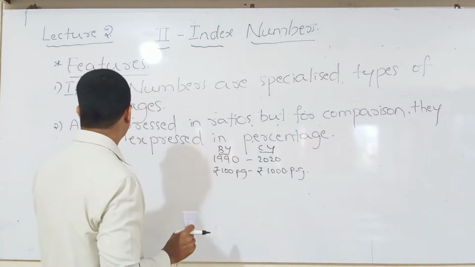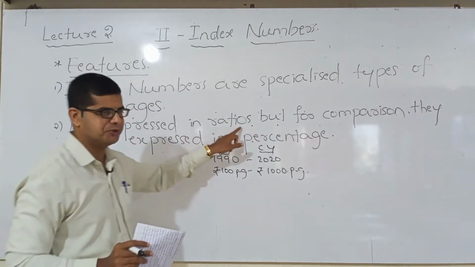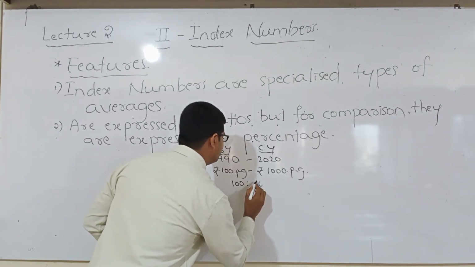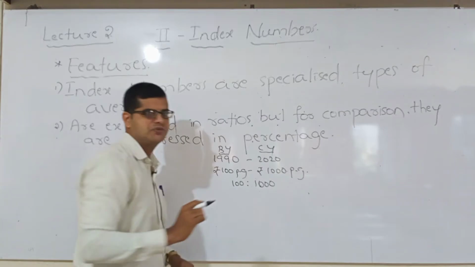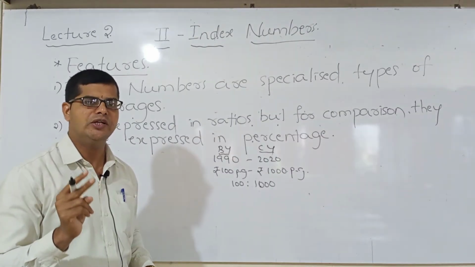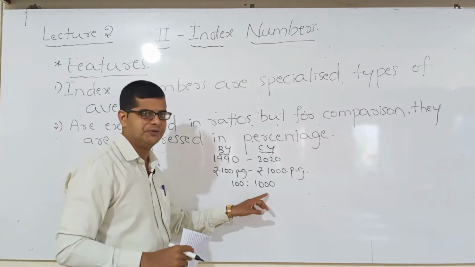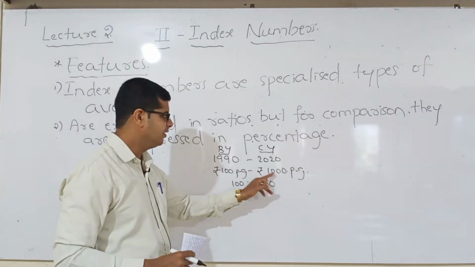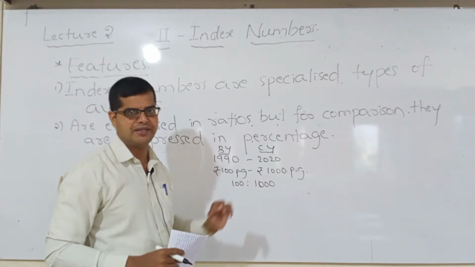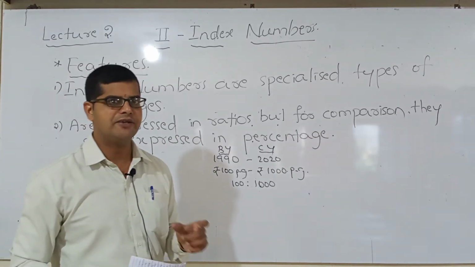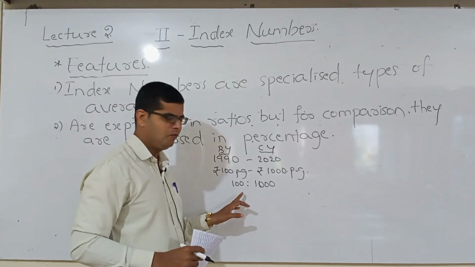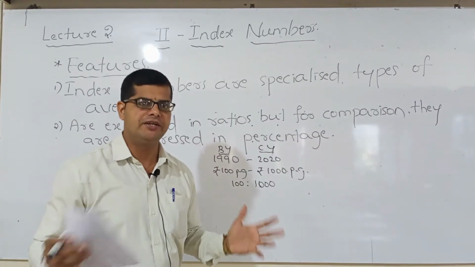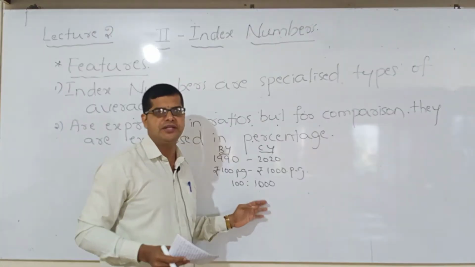relative change? They have given here that index numbers are expressed in ratios. So this is nothing but ratios. 100 is to 1000. Ratio means we need two numerical data, then only we can say that it is a ratio, okay. So 100 is to 1000: base year price 100 rupees per gram, current year price 1000 rupees per gram. But what is the relative change that we are finding? If you apply only this, 100:1000 expressed in ratios, it is not clear. It is something vague.